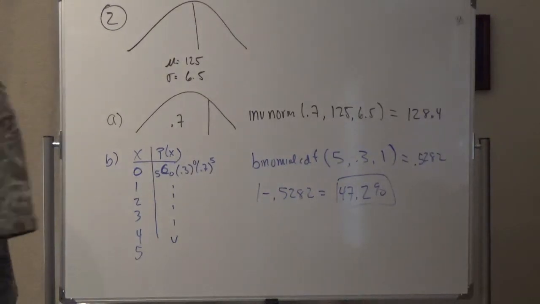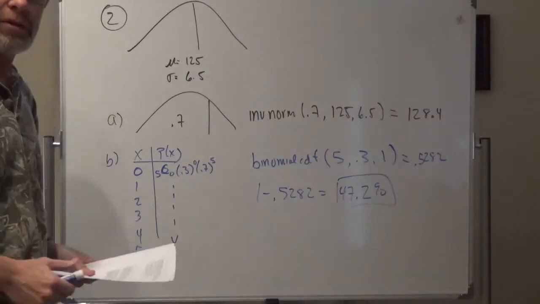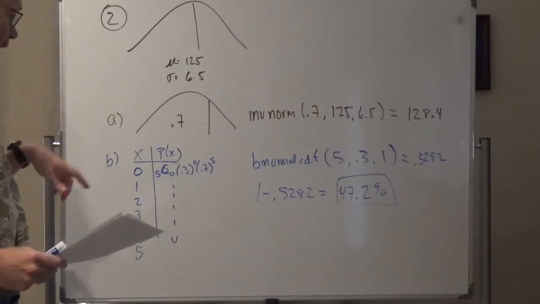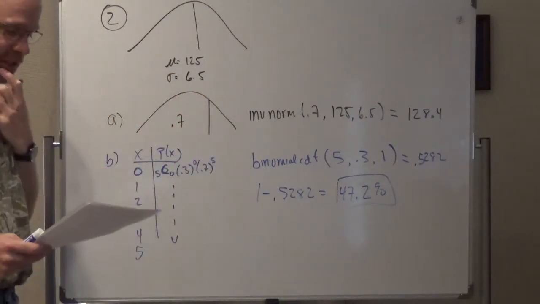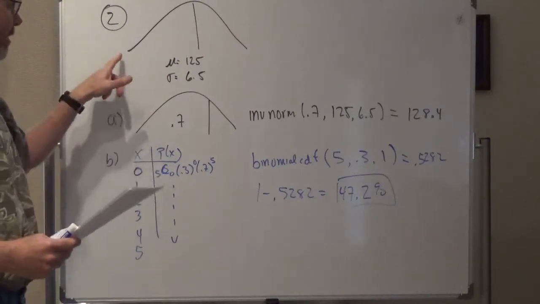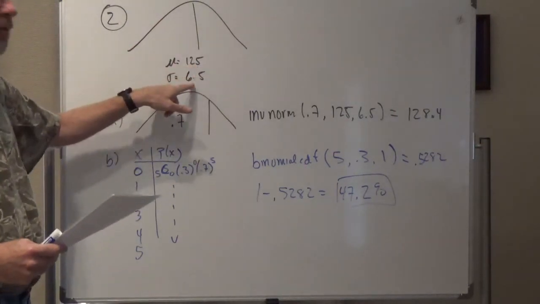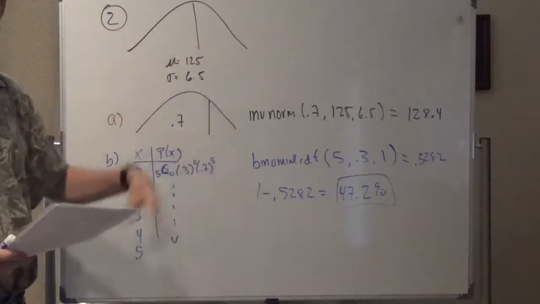Okay, everyone, problem number 2 from the assignment. Hopefully this was pretty straightforward. It had a little binomial stuff as well as normal stuff, so a good combination of things here. This problem says a tire manufacturer designed a new tread that has a normal distribution, mean of 125, standard deviation of 6.5. The fact that it's normal is pretty important in everything we're about to do.